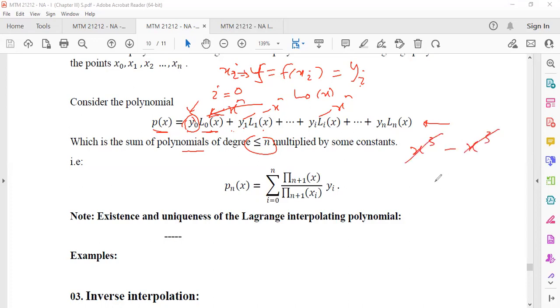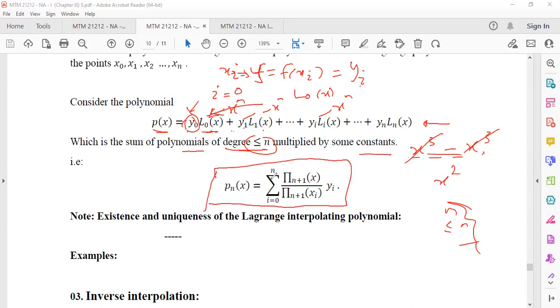Then this will be cancelled out, only x squared will come. So the sum of the polynomials may be equal to n or less than n. When we are adding, sometimes it may cancel out by some constant. So we can write this polynomial as Pn(x) equal to the summation of Li(x) times yi. Commonly we can write it this way.